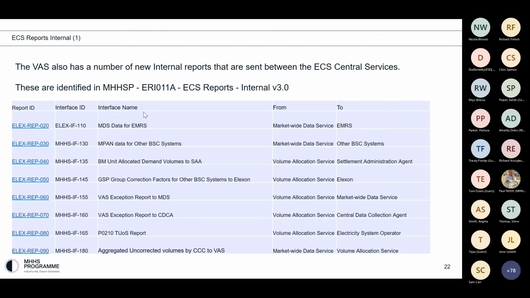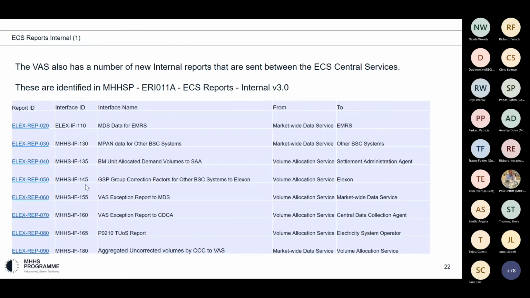But if you just scan through that, there's data going for EMRS, for capacity and contract for difference calculations. It's got the outturn calculated data that's been corrected going from the volume allocation service to the settlements administration agent for the imbalance settlement calculations. It will be passing the group correction factors for import and export for Elexon so that they can publish those, similar to the way they do now on the Elexon portal.